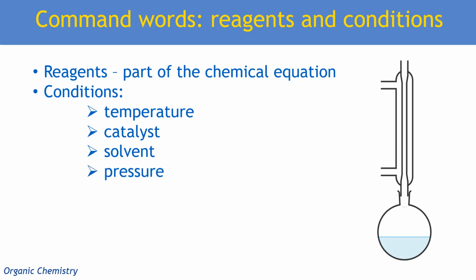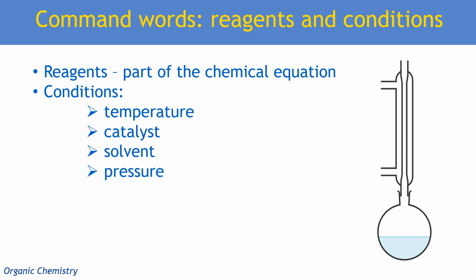And pressure is very rarely needed for organic chemistry. It's only needed if you've got a gas reactant like ammonia, for example, or if you've got two gases like an alkene and hydrogen. Most of the time we're heating under reflux. Reflux is open. We don't have it under pressure. It would explode.